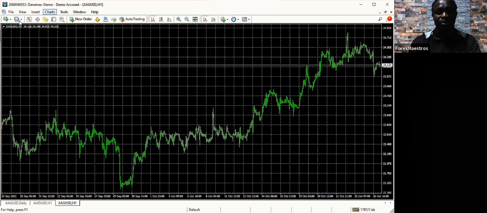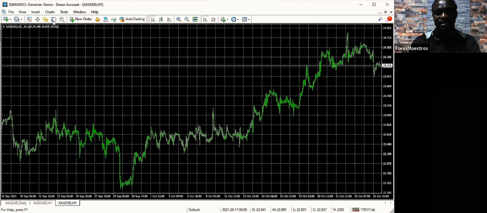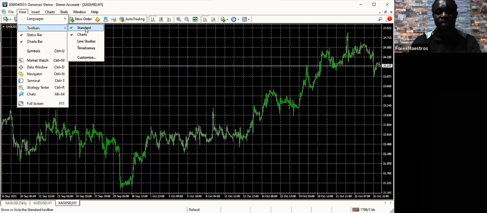Look at what has happened. These are all those tools you saw. This is your navigator. This is your data window. This is your market watch. All right. And then look at it. This is your profile. This is your create new chart. So by just checking toolbars, it brought up those things for us as shortcuts.